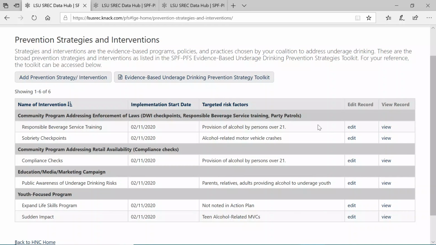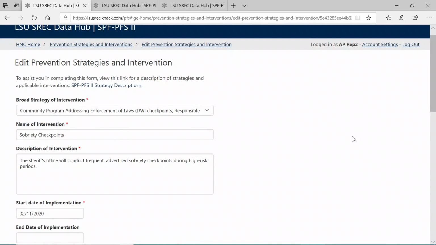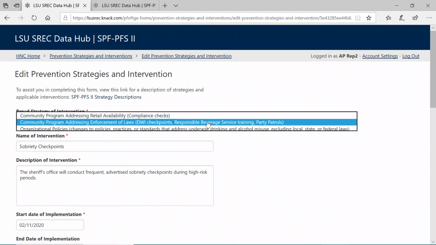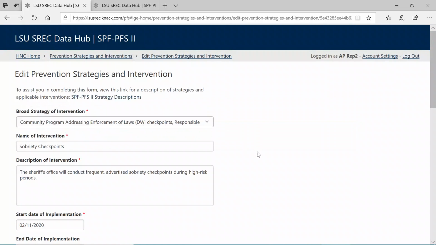So let's go ahead and look at the sobriety checkpoints interventions that I had entered here. We're going to go to the edit record because I want you to see what it looks like when you're actually entering it into a form. So first, it's going to ask you to choose the broad strategy of your intervention, and you'll have these strategies to choose from. I have a link here, SPF PFS2 strategy descriptions.